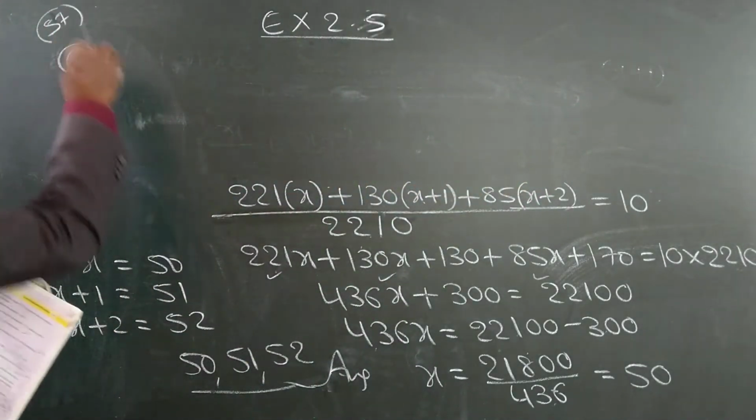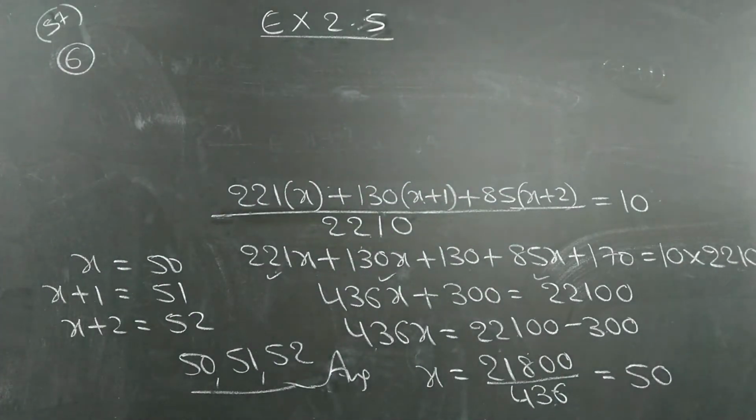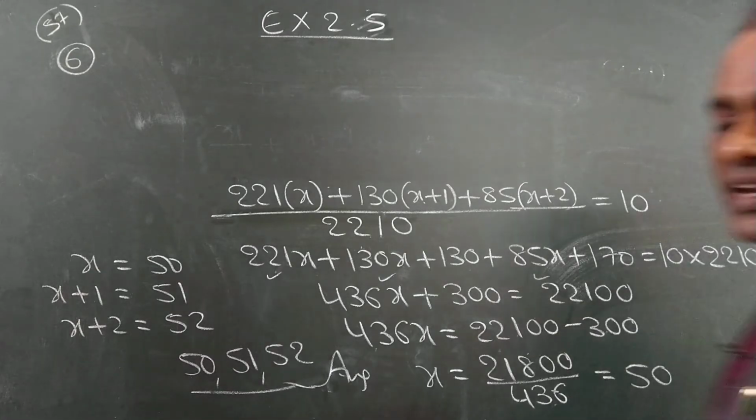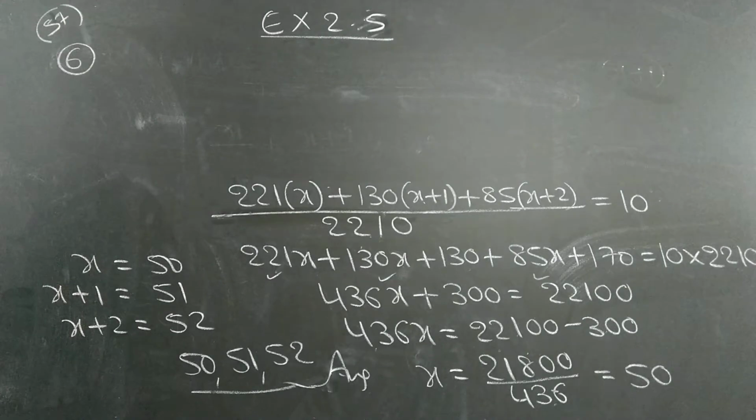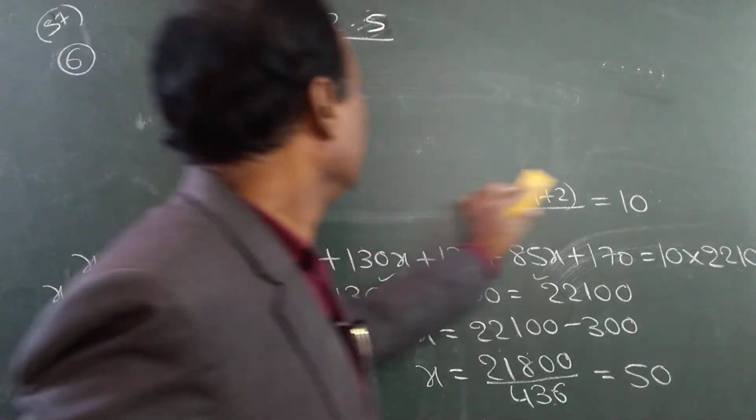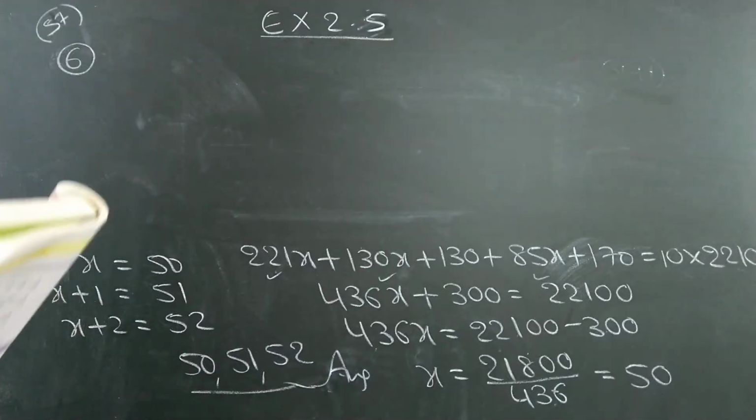All of you read the sixth question. Read it two or three times. Students, write your branch names and read that sixth question.